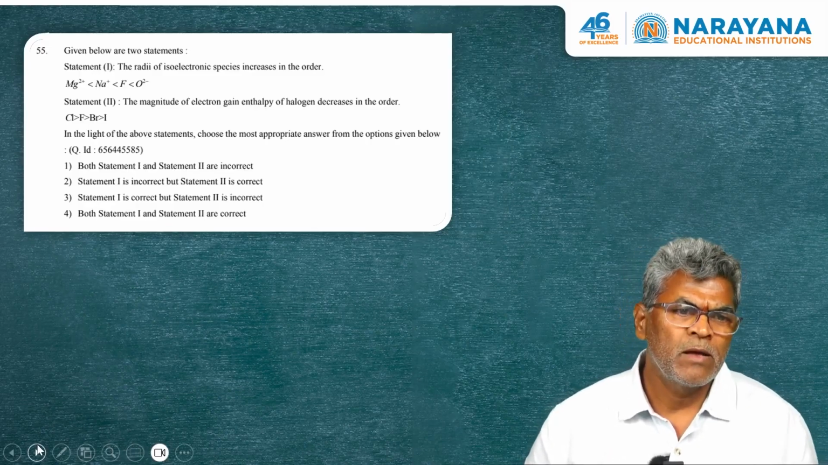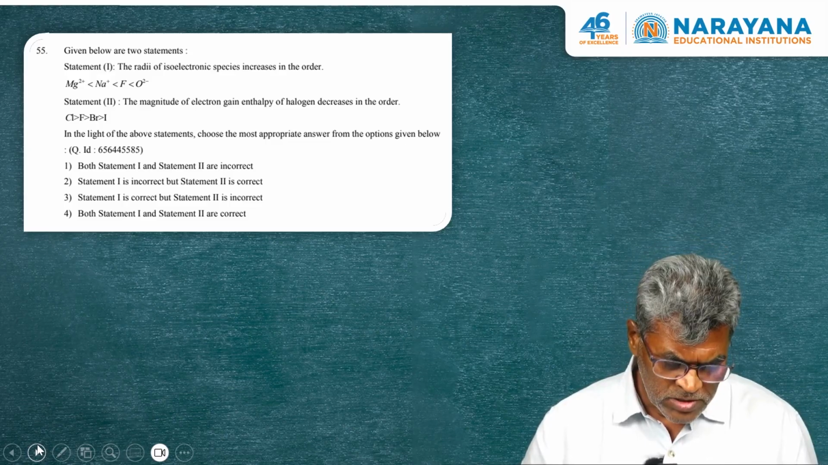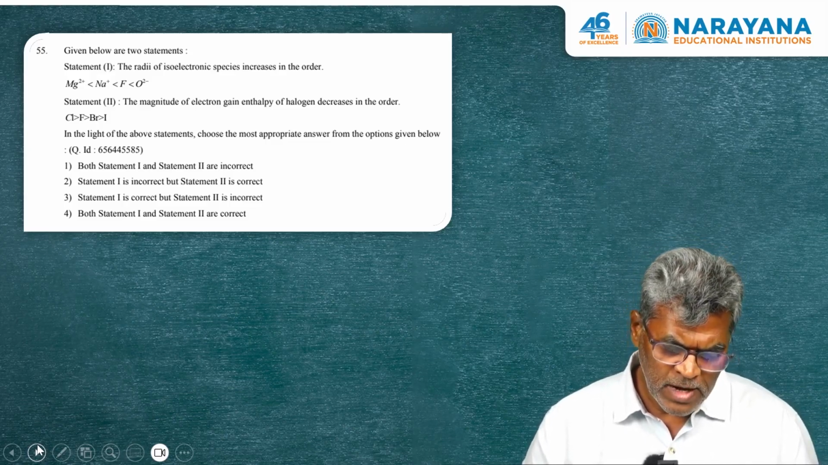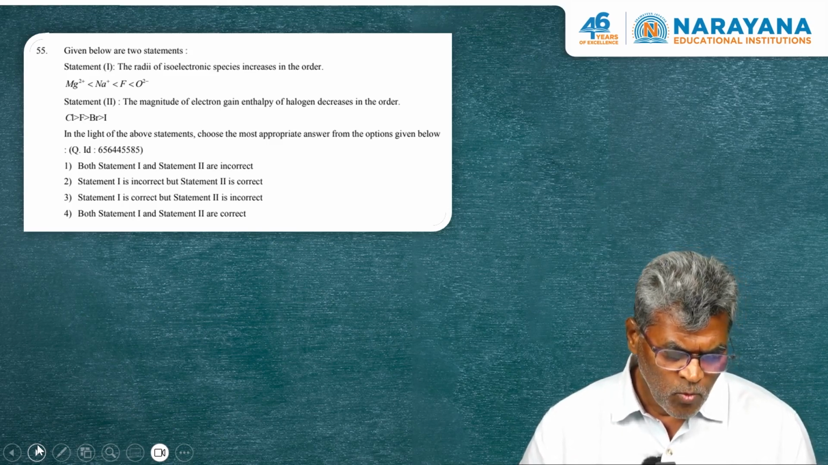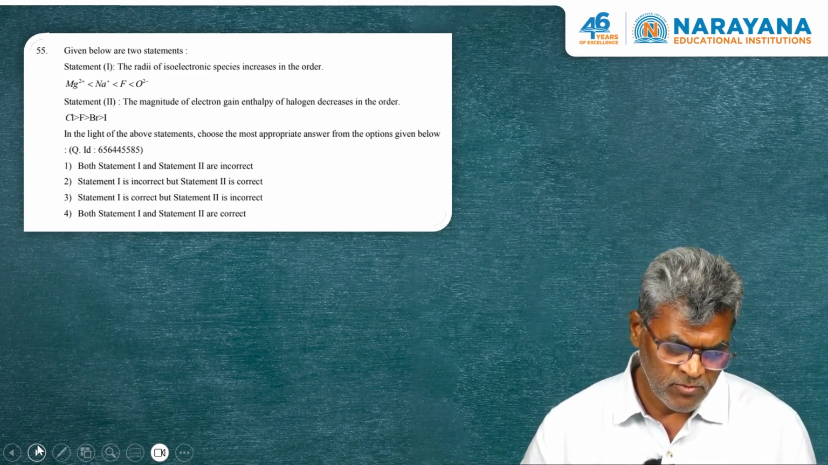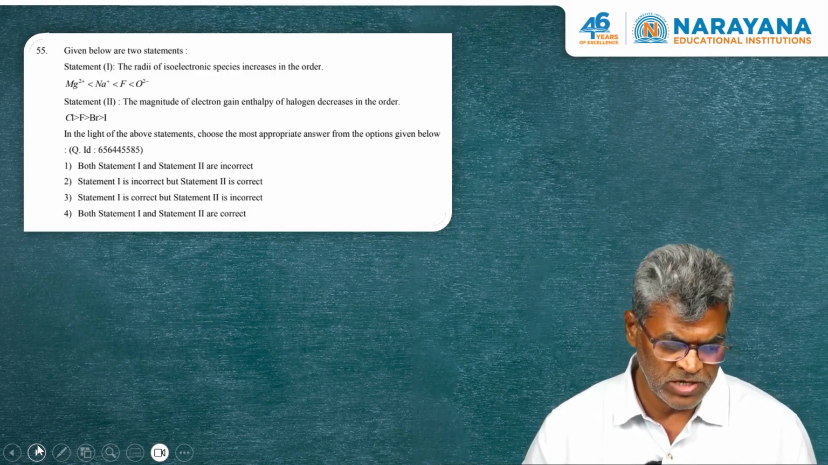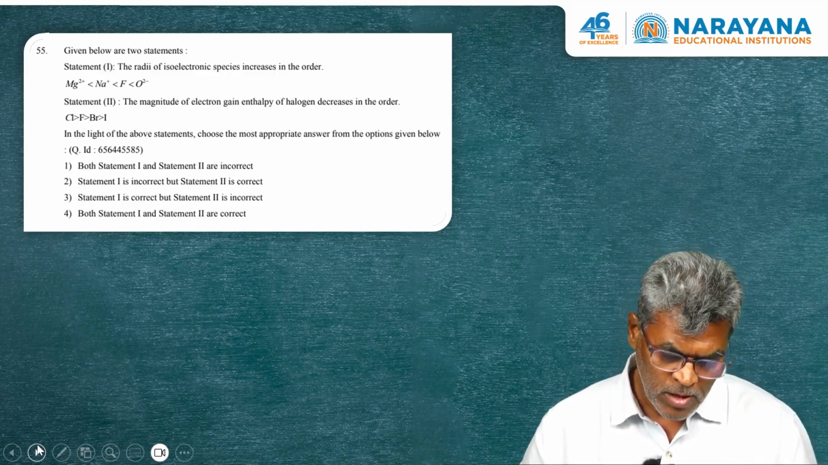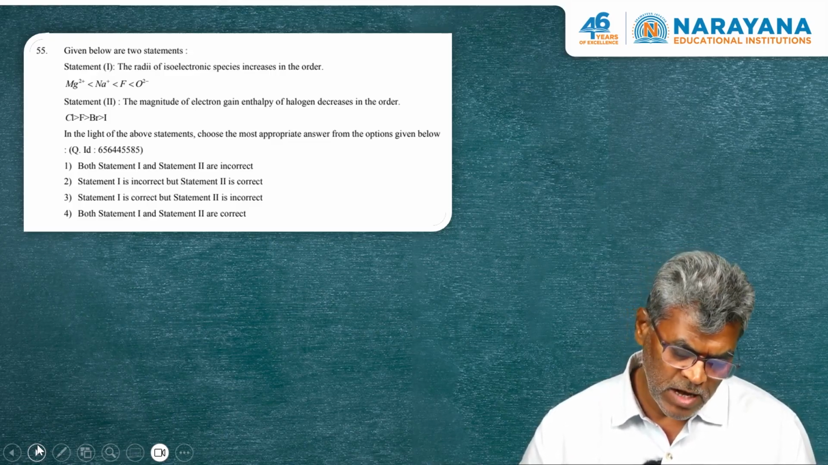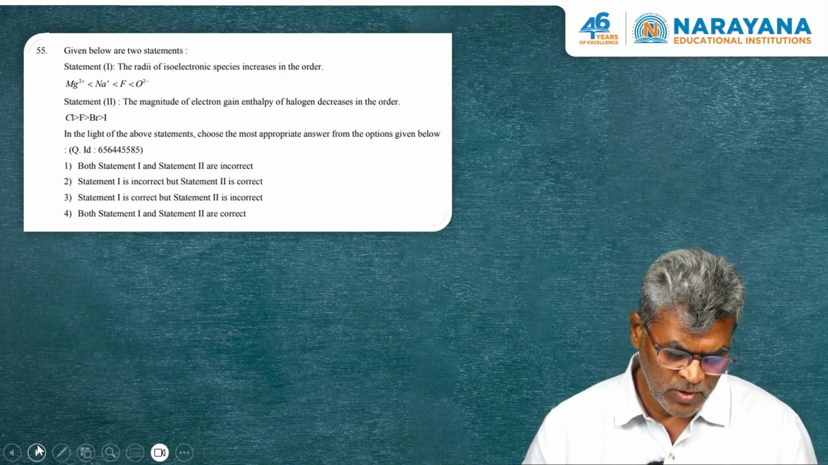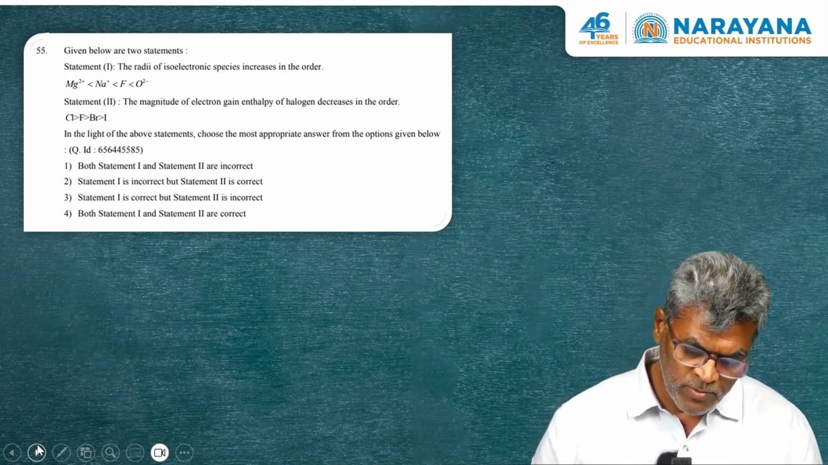55 question is also theory based only. The radii of the isoelectronic species increases in the order. The more the positive charge, the lesser the size; the more the negative charge, the more the size. So, statement 1 is correct. The magnitude of the electron gain enthalpy of halogen decreases in the order, that is also right. That is why both the statements are correct, and your option will be 4.